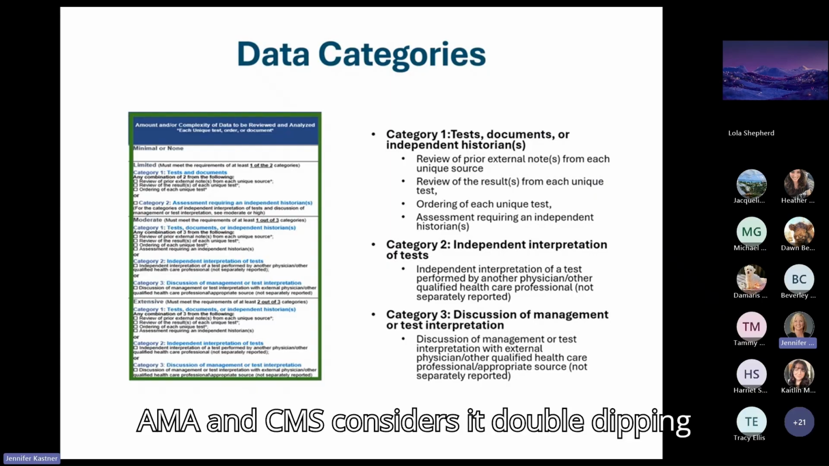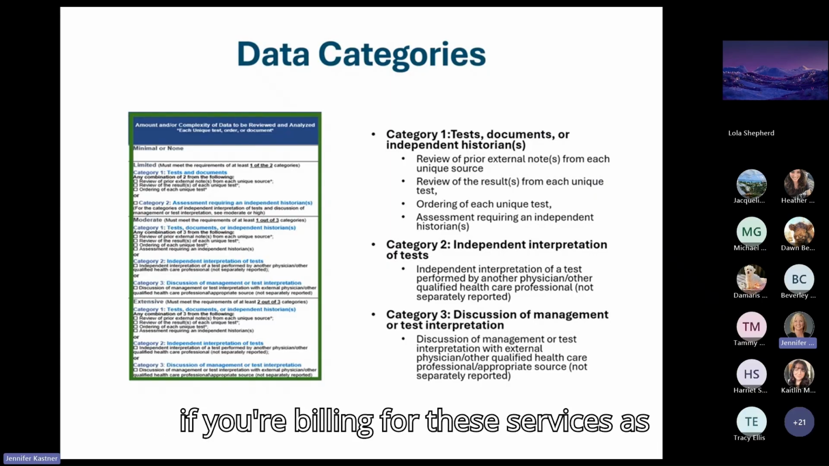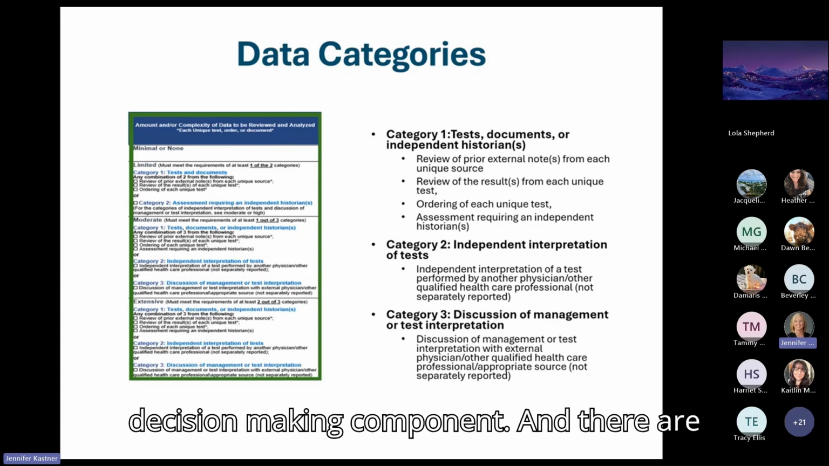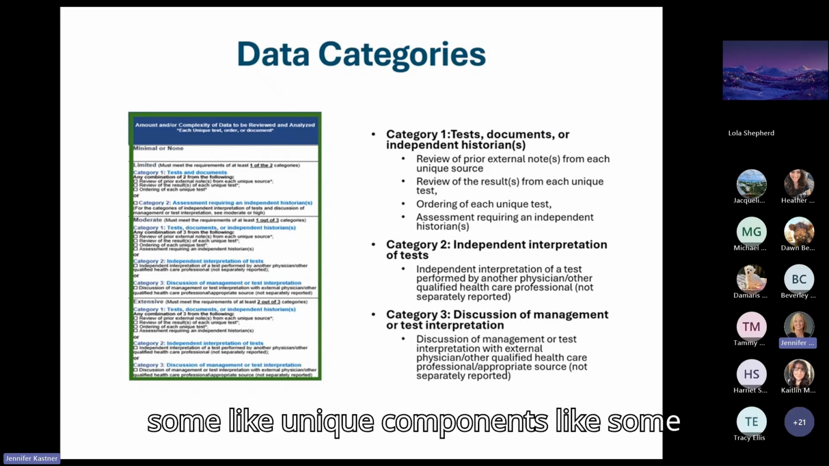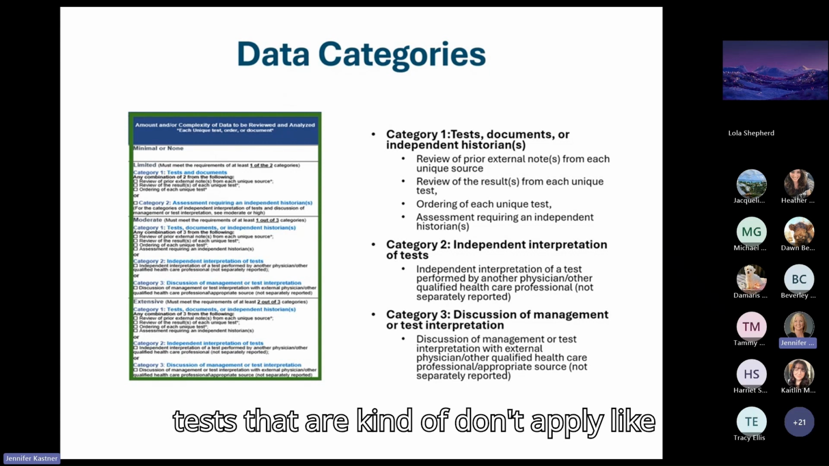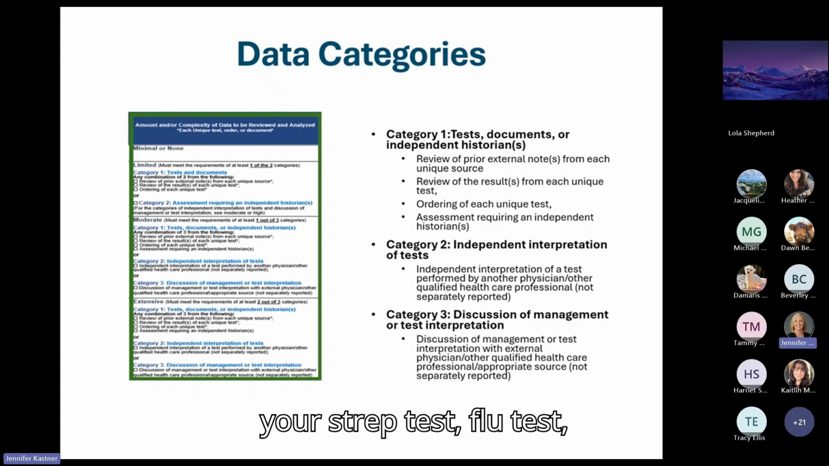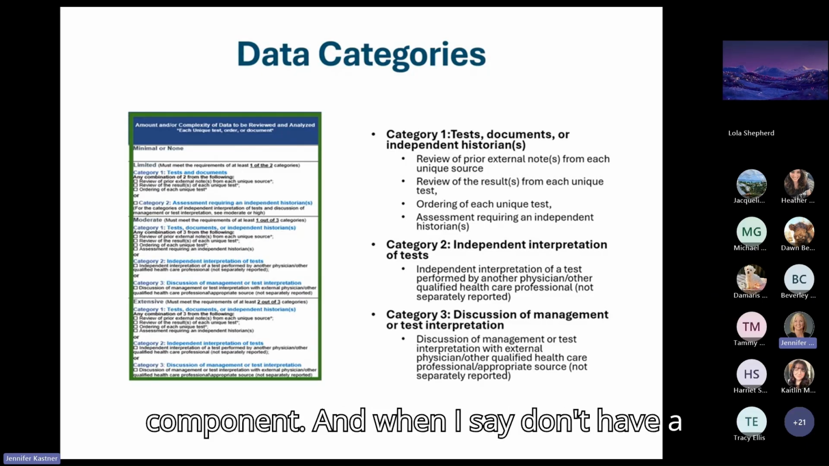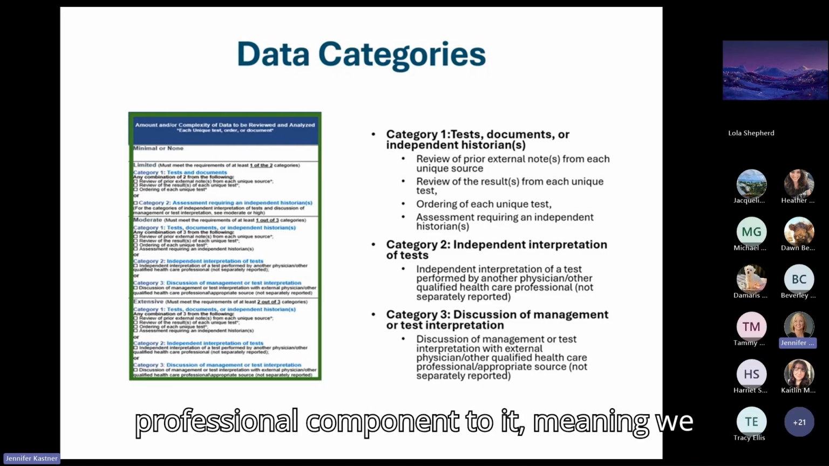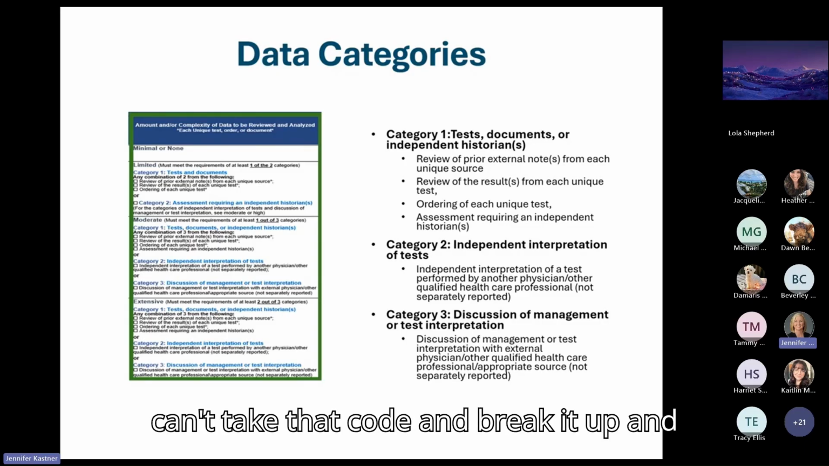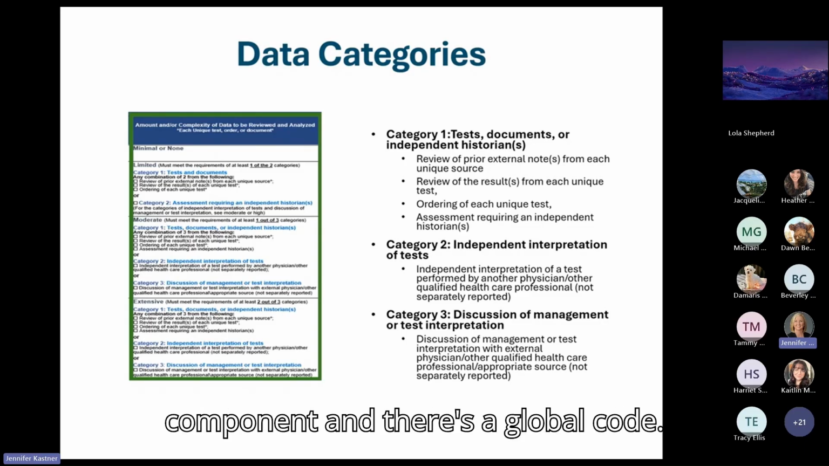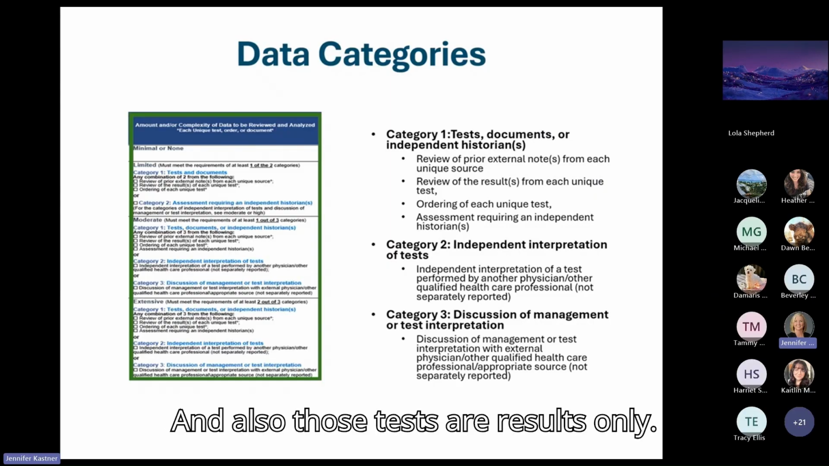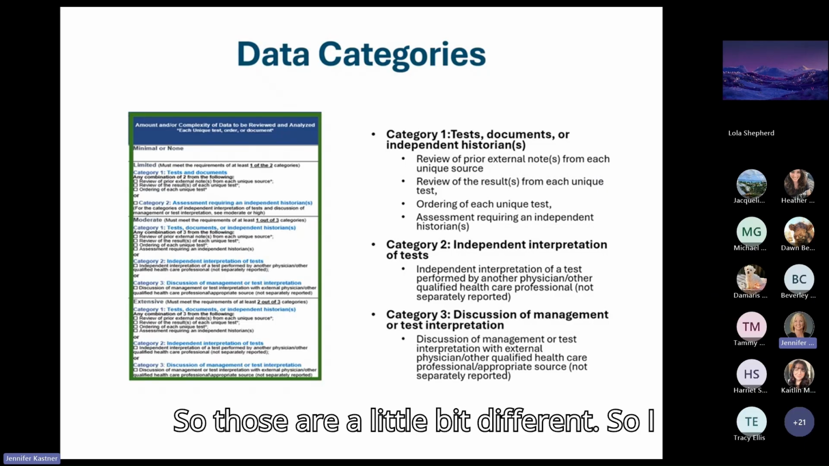AMA and CMS consider it double dipping if you're billing for these services as well as counting them toward the medical decision-making component. And there are some unique components, like some tests that don't apply, like your strep test, flu test. Those don't have a professional component. Meaning we can't take that code and break it up and bill a professional and technical component, and there's a global code. And also those tests are results only. So those are a little bit different.